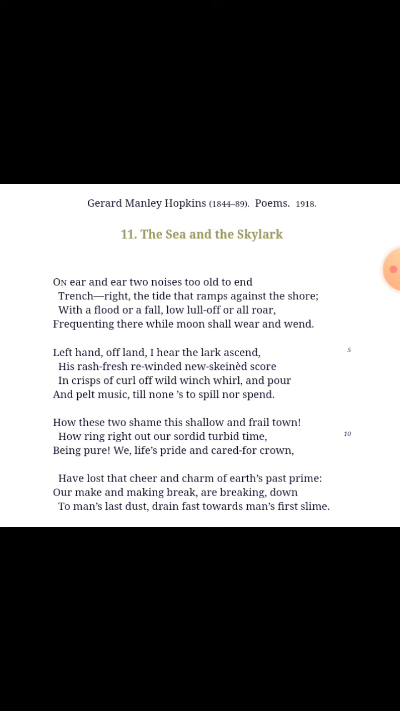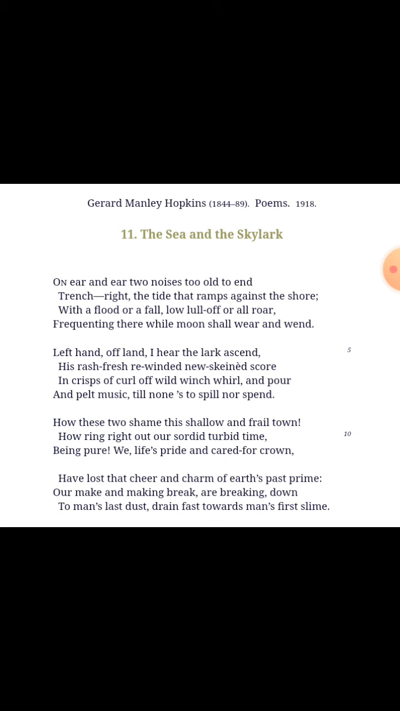Hovering right out of sordid turbid time. This town symbolizes our sordid time, our dirty time. Being pure, we call ourselves pure. Human beings are the supreme creation of God. That's why we human beings are called life's pride and cared for crown. We just care for crown. We are too much busy with materialism.